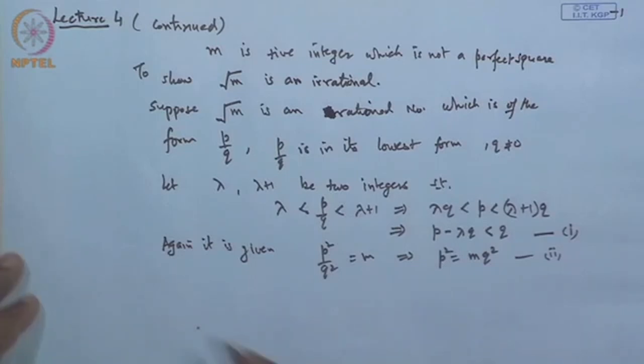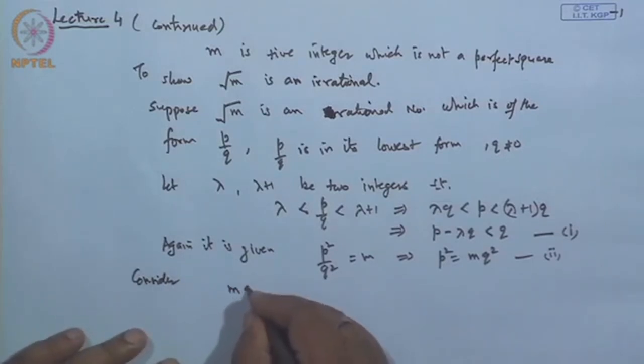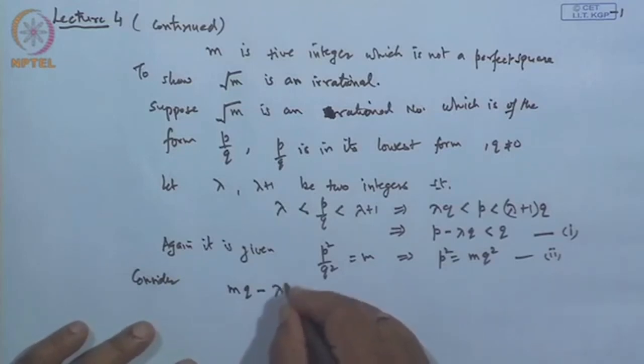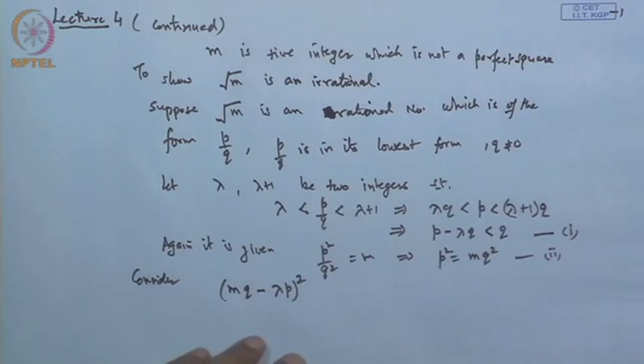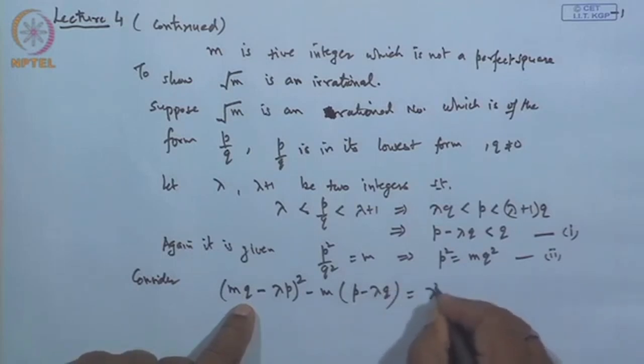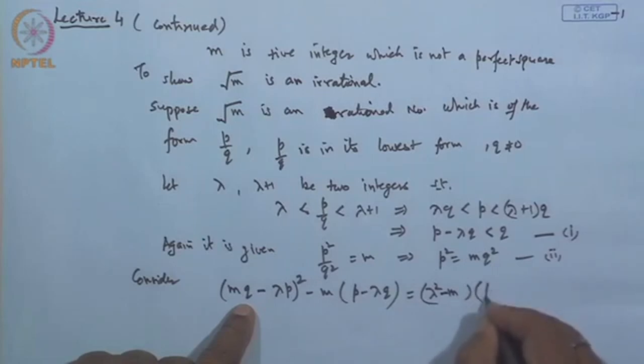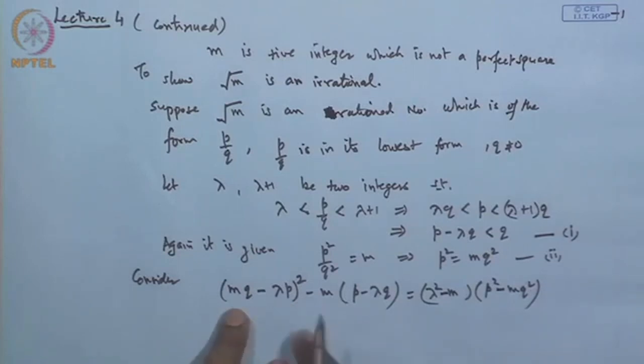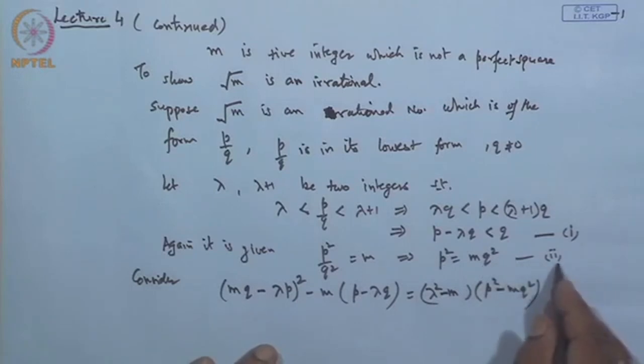Now let us consider the expression m q minus lambda p whole squared, minus m times p minus lambda q whole squared. If I open it, it can be put in the form of lambda squared minus m into p squared minus m q squared. One can easily verify it. Now p squared is equal to m q squared because of 2, so this will come out to be 0.